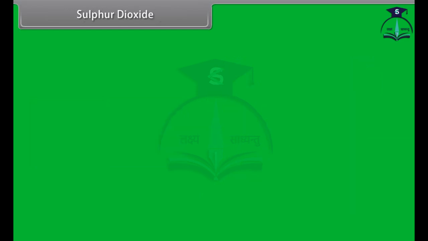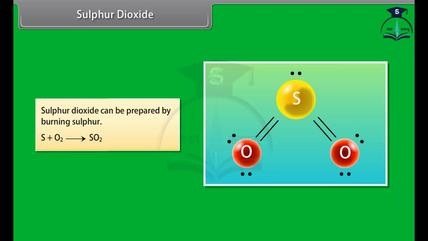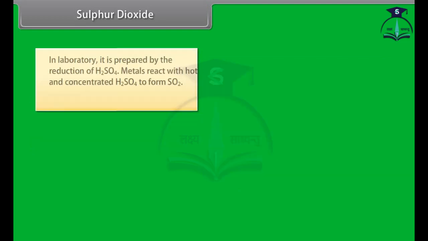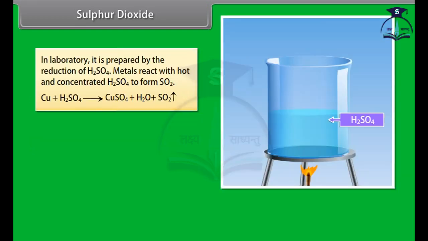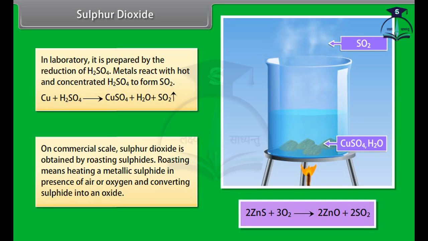Sulfur dioxide. Sulfur dioxide can be prepared by burning sulfur. In the laboratory, it is prepared by the reduction of H2SO4. Metals react with hot and concentrated H2SO4 to form SO2. On commercial scale, sulfur dioxide is obtained by roasting sulfides. Roasting means heating a metallic sulfide in presence of air or oxygen and converting the sulfide into an oxide.